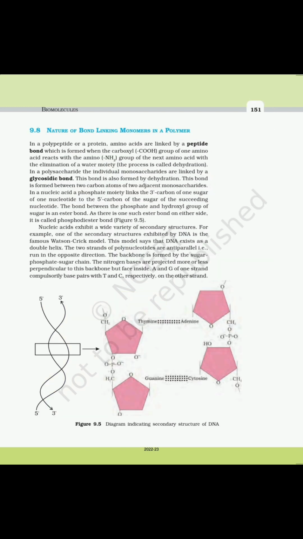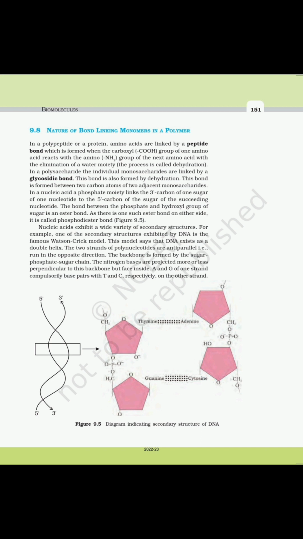9.8 Nature of bond linking monomers in a polymer. In a polypeptide or a protein, amino acids are linked by a peptide bond, which is formed when the carboxyl COOH group of one amino acid reacts with the amino NH2 group of the next amino acid with the elimination of a water moiety.